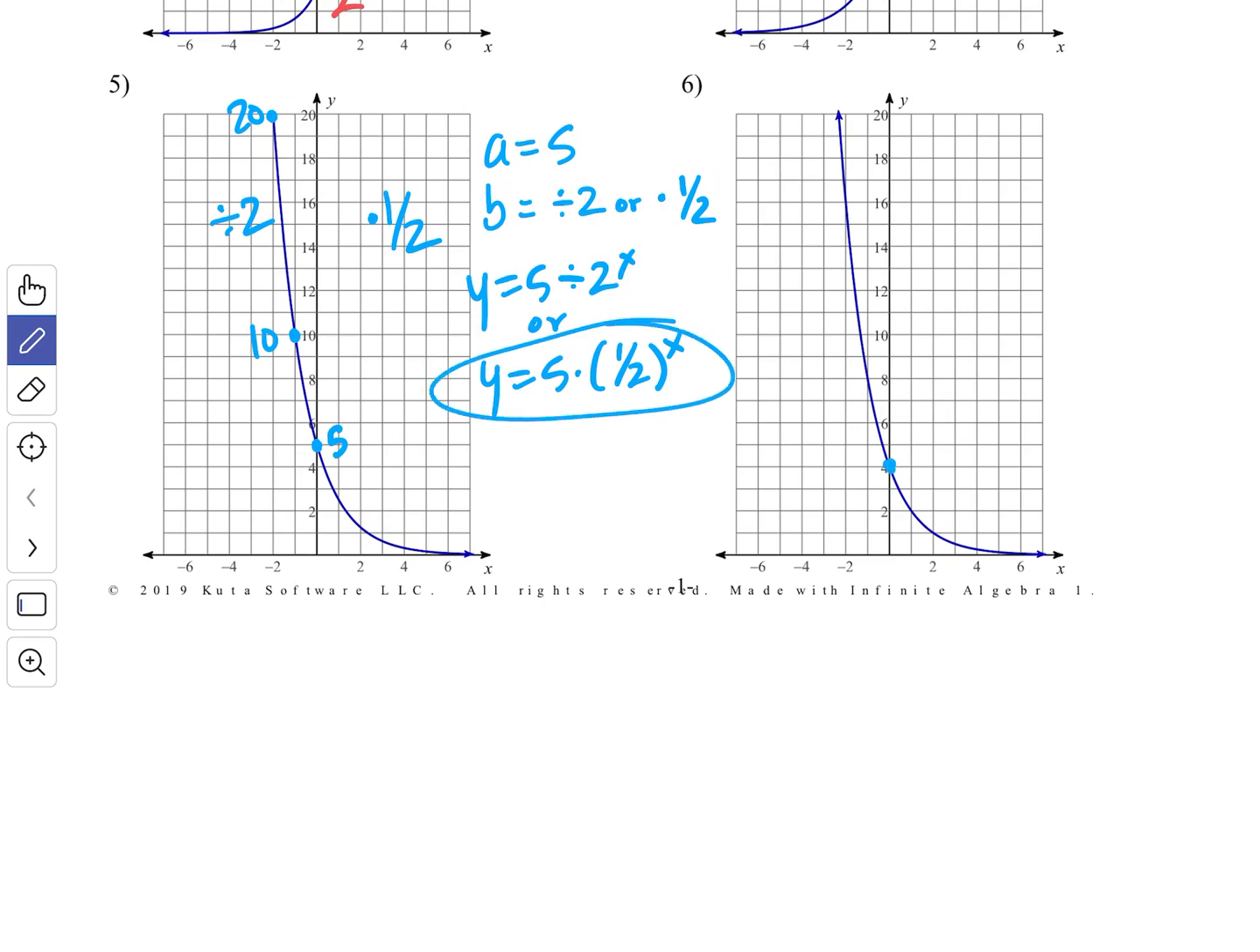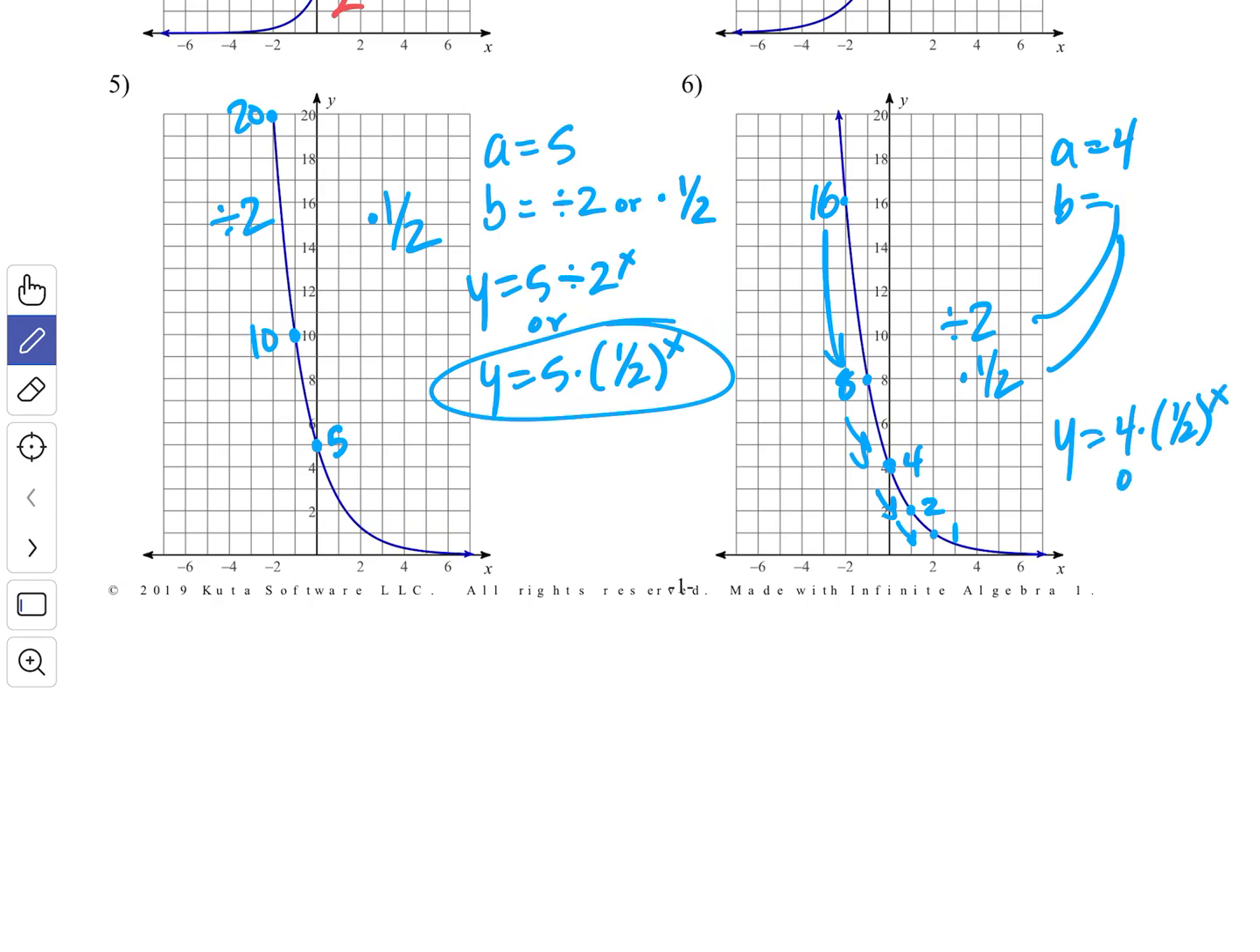Okay, number 6, start at 4, go to 2, go to 1, going backwards from 8, from 16. So 16 to 8 to 4 to 2 to 1, definitely dividing by 2 or timesing by a half. So we start at 4 this time. Our b is either one of those, so y equals 4 times 1/2 to the x, or y equals 4 divided by 2 to the x.